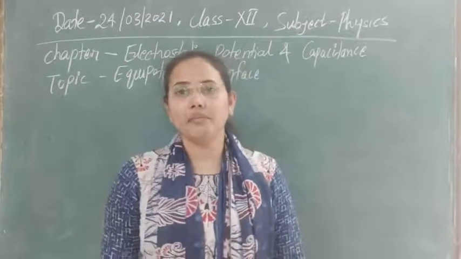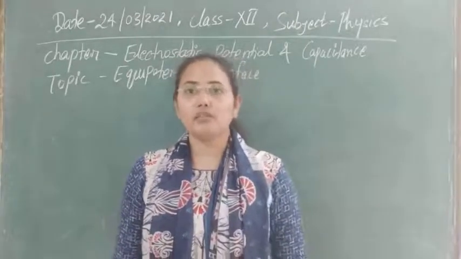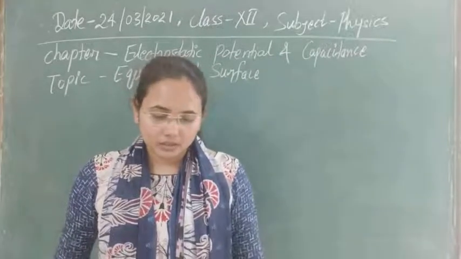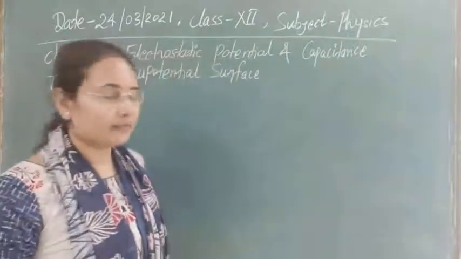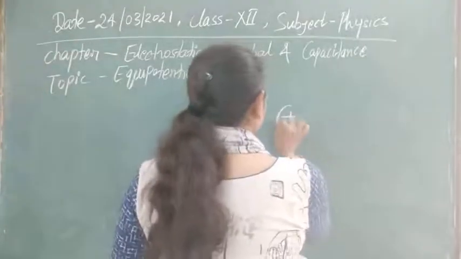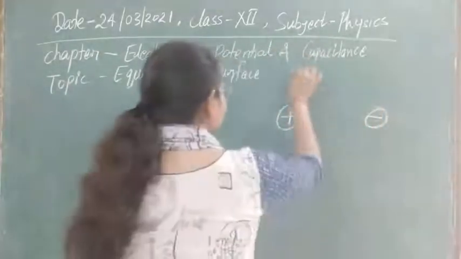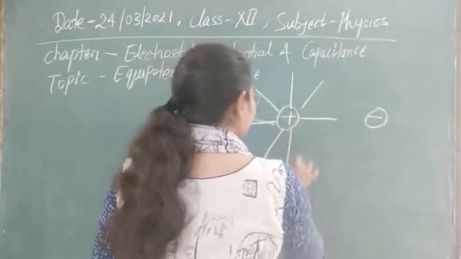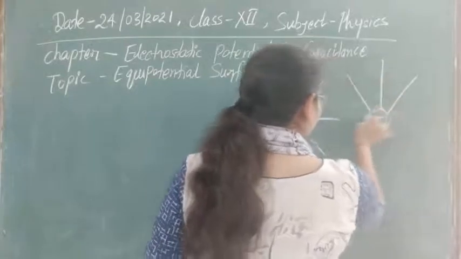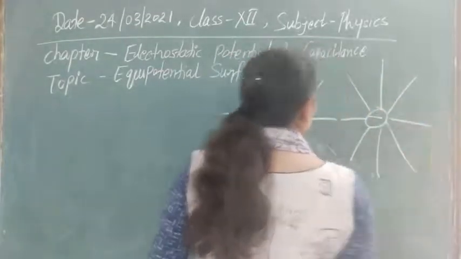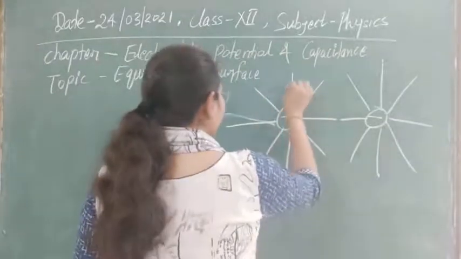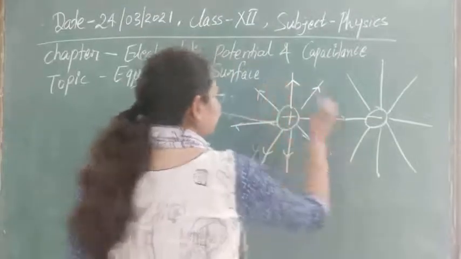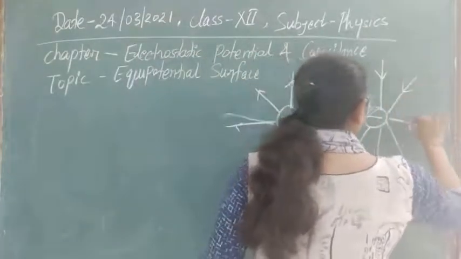We have one conceptual problem, let's see that first, and after that I will discuss today what an equipotential surface is. The question has two figures. First of all, let me draw the figures, then I will read it. The figures show some electric field lines for positive and negative charges. We know that in the positive case, electric field lines are directed outward, and in the negative case they are directed inward.